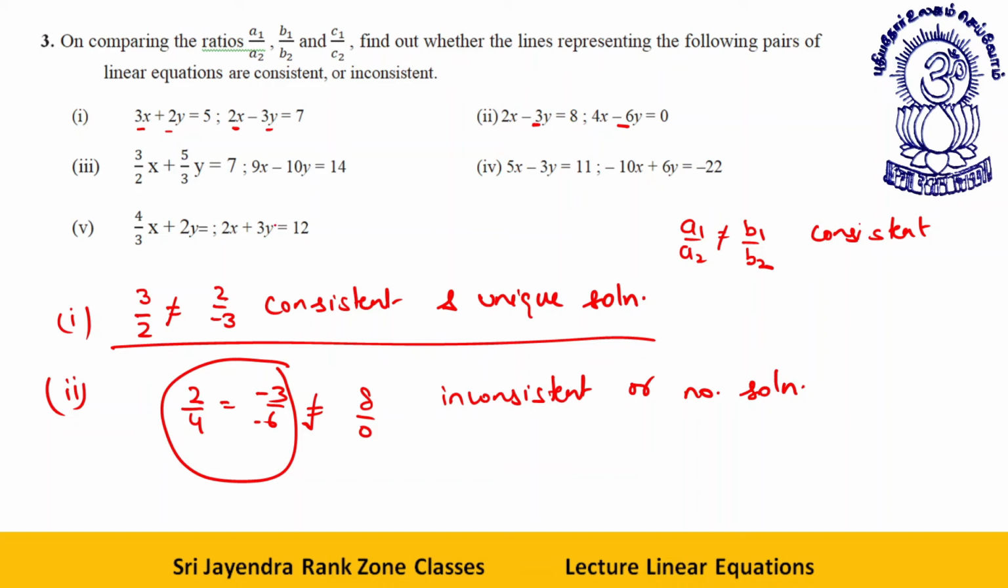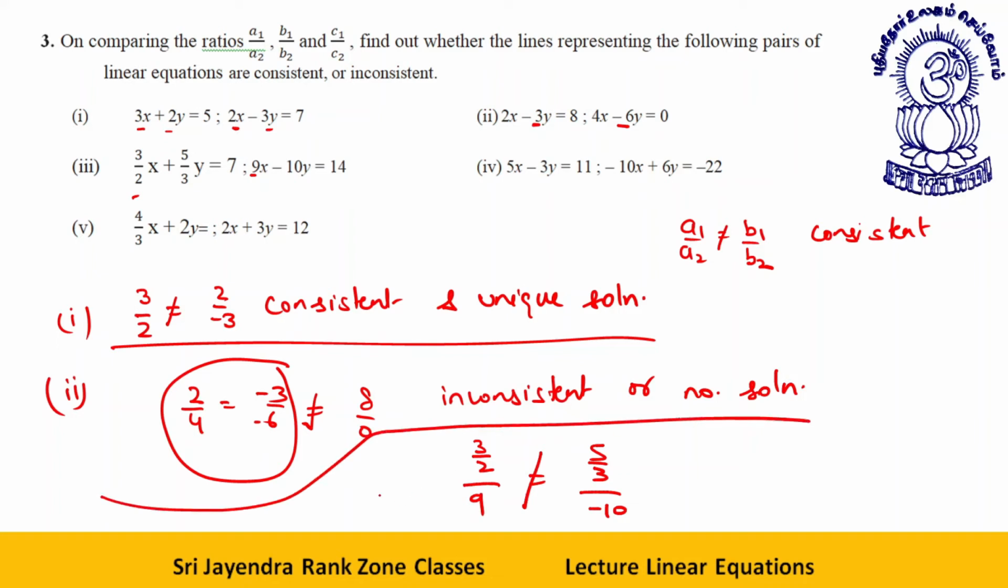Third one, 3 by 2 upon 9, 3 by 2 upon 9, 5 by 3 upon minus 10. See, first of all, this is negative, this is positive. The moment you see anything of this sort, one thing negative, one thing positive, you directly say this is not equal. This is the third one. So what will you say? You will say consistent and unique solution.